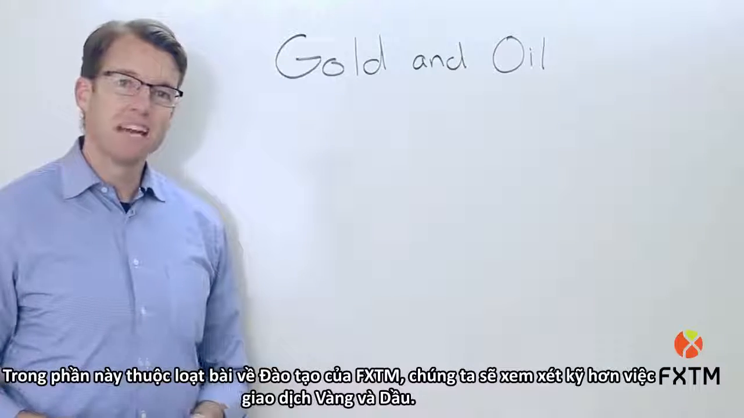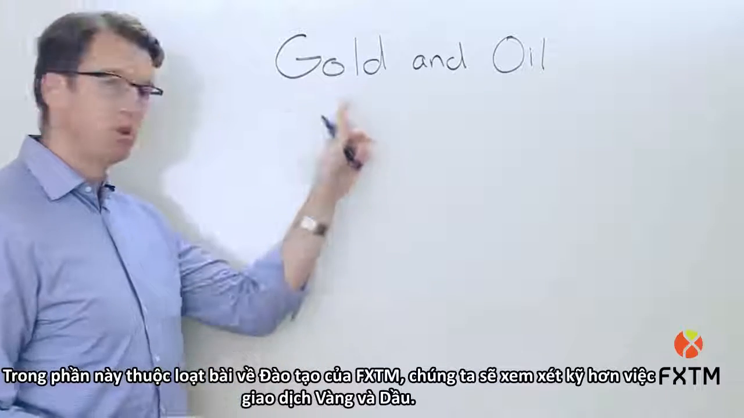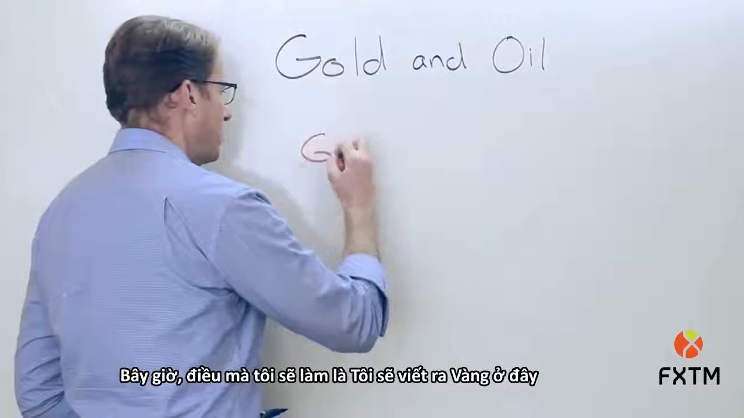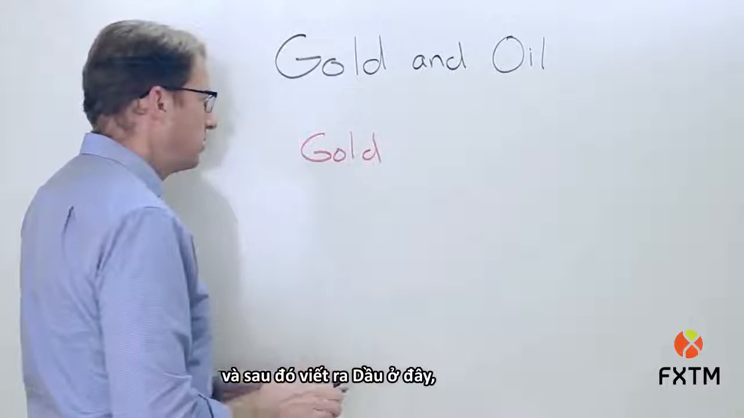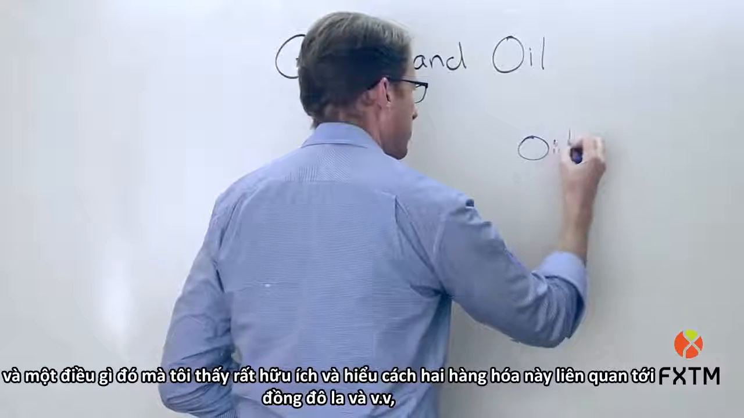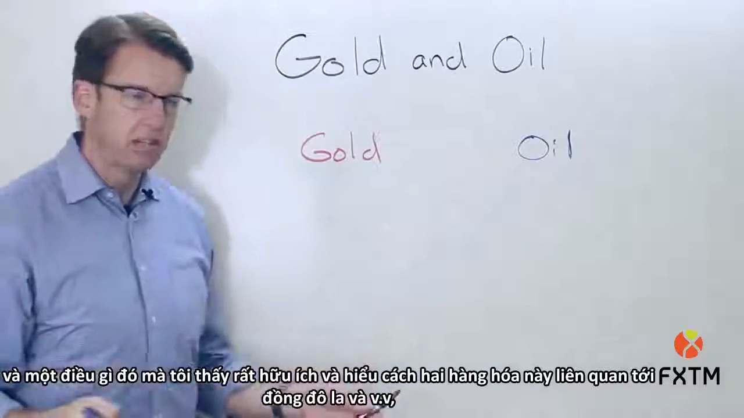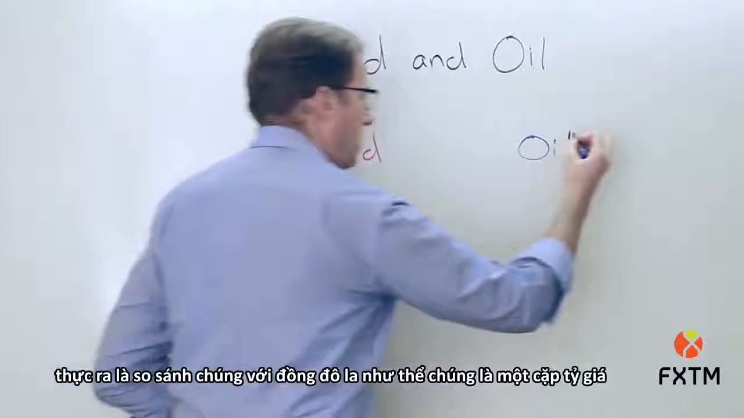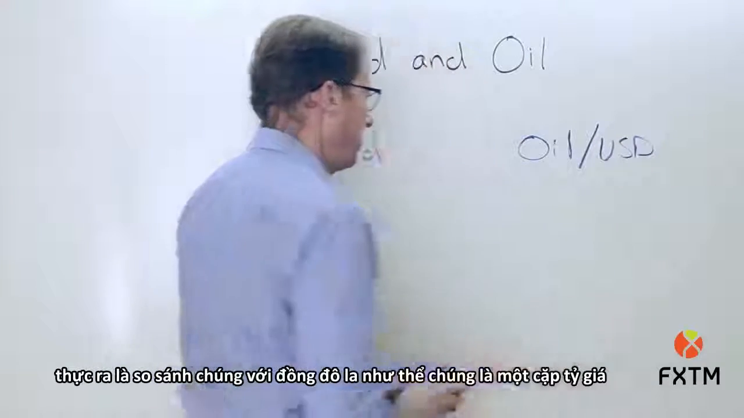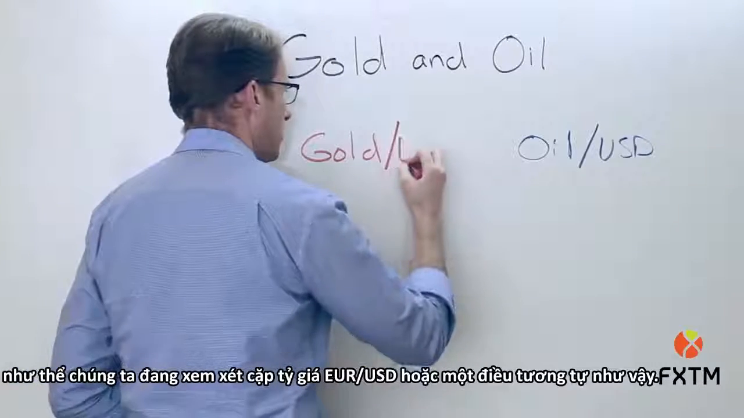In this episode of the FXDM educational series, we're going to be taking a closer look at trading gold and oil. Now, what I'm going to do is write down gold over here, and then we'll write oil over here. Something that I find very useful in understanding how these two relate to the dollar and so forth is to compare them to the dollar as if they were a currency pair, as if we were looking at the euro-dollar currency pair or something like that.